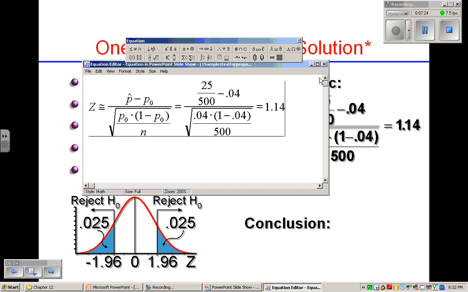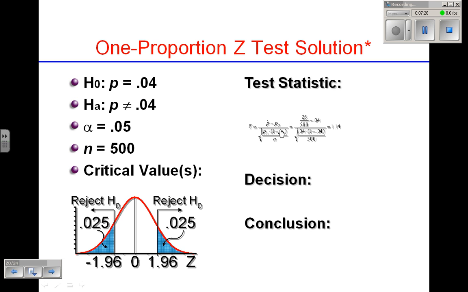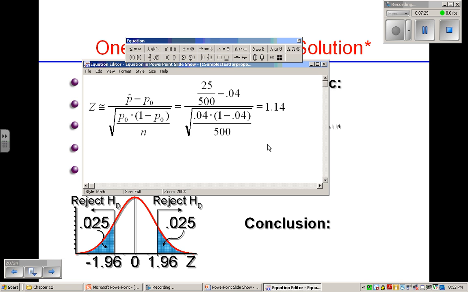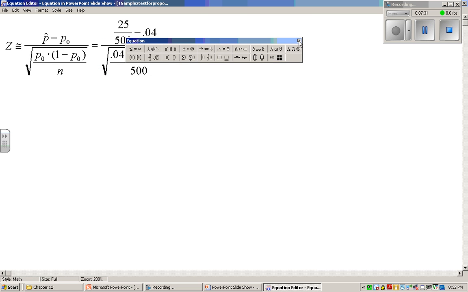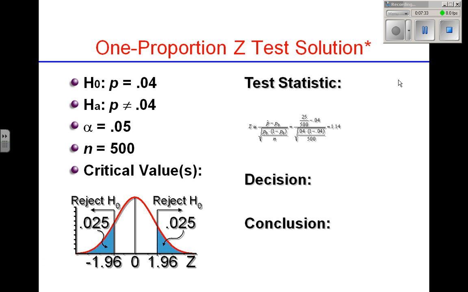Wow, I don't know what's going on with my computer. Get rid of that stuff, sorry. Okay, give me a minute while I'm having technical difficulties here.